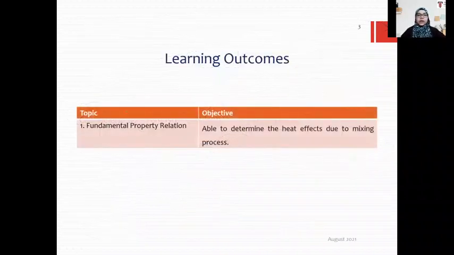As a learning outcome, we will cover the fundamental property relation, where you should be able to determine the heat effects due to the heat of mixing process. For the heat of mixing process, we will discuss the enthalpy and also the mixing related to the volume.